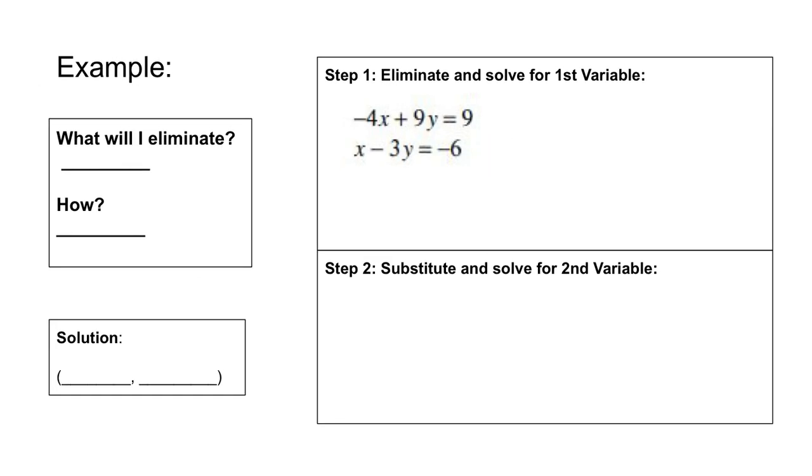Here we have a negative 4x, positive 9y, and a 9. And then we have an x, a negative 3y, and a negative 6. You'll notice when you look at that the x's don't match, the y's don't match. And so at this point, there's nothing that I can eliminate.